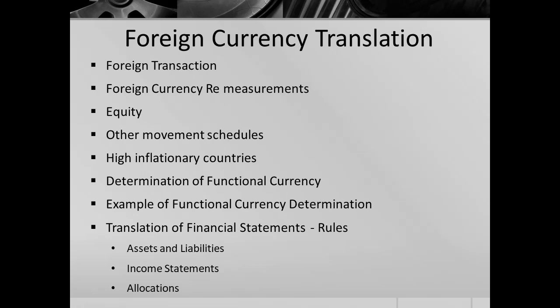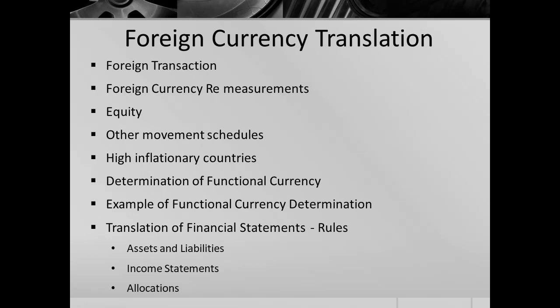The next one is an example of a functional currency determination. Armadillo owns a subsidiary in Russia. The subsidiary manufactures its own body armor, accumulates cash reserves, and borrows funds locally. The subsidiary remits funds back to the parent company. In this case, the functional currency should be the Russian ruble.